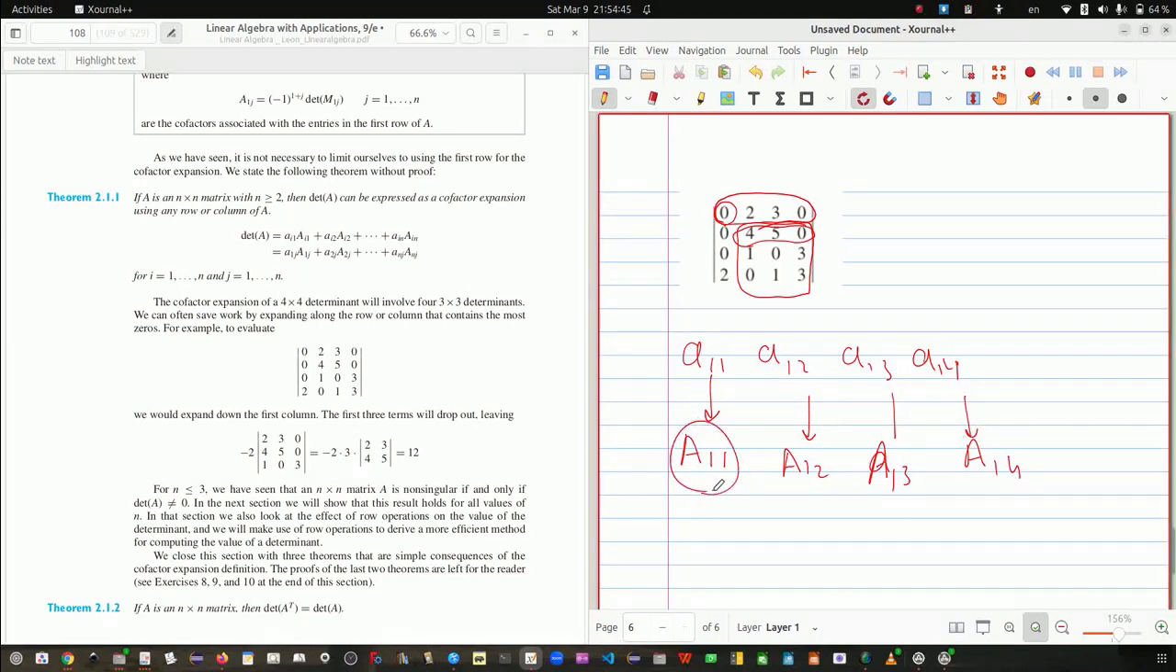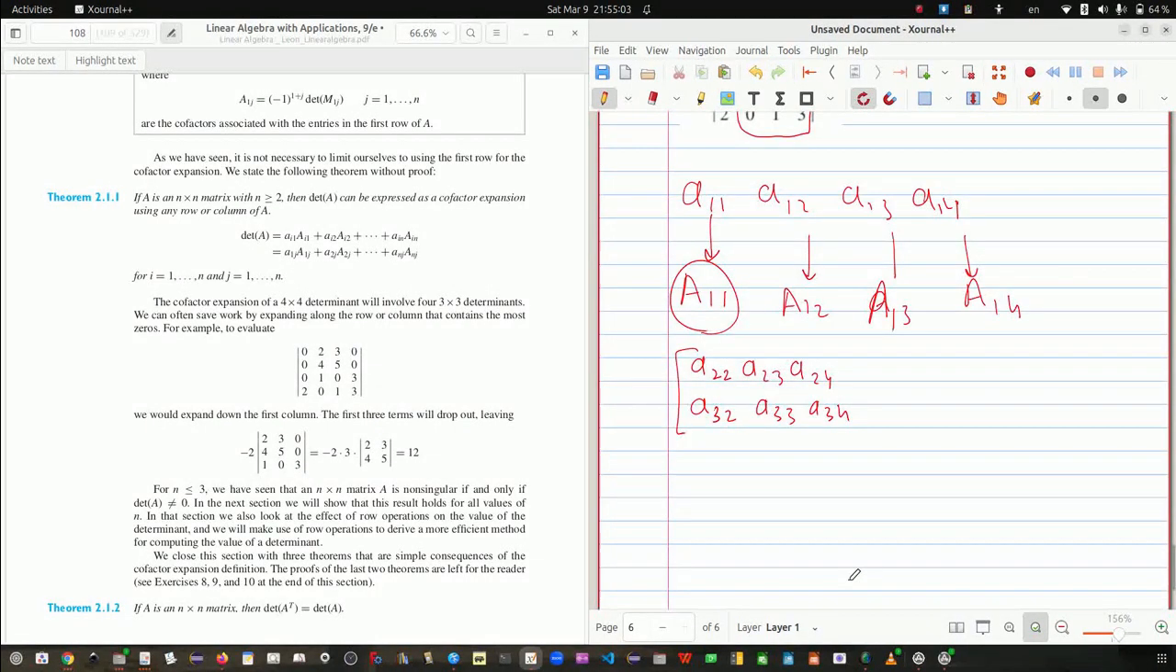But cofactor of A14 means something like A22, A23, A24, A32, A33, A34, and A42, A43, A44. This is coming from hiding the A11 row and column, and the rest are here.